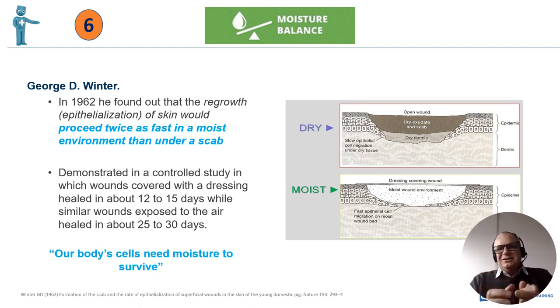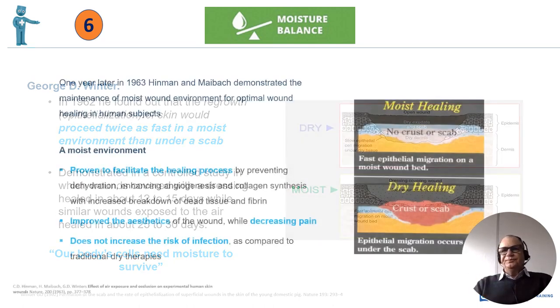They didn't understand all the mechanisms about it, although they had already started learning a bit, but it came out later that once you have a moist environment, it is not just about managing the lack of scab formation, because according to George Winter and according to what we know now, the epithelium does not need to burrow underneath the scab, but also that moist environment stimulates fibroblast proliferation and synthesis of collagen.